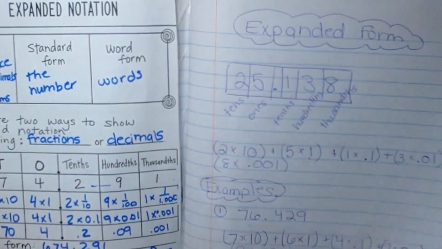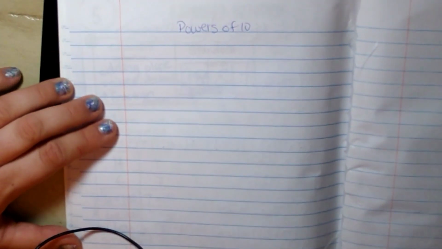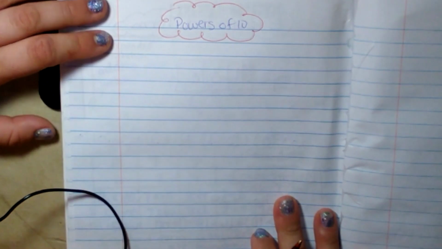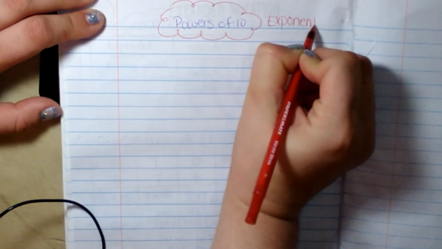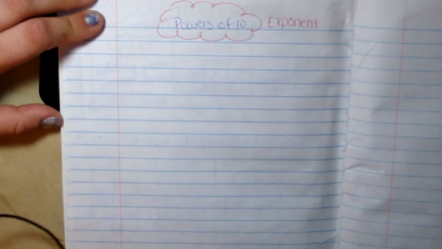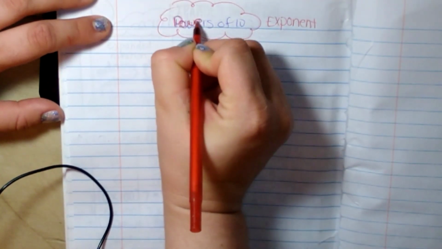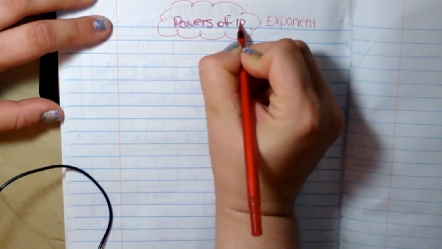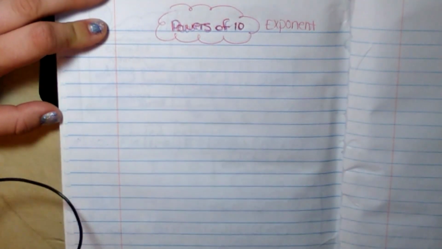Hi friends, after expanded form, we're going to be turning the page and talking about the powers of 10. So the powers of 10, we're talking about something called exponents. Now an exponent is the little number that is up high next to another number. So I'm just going to say this is powers of 10. Now this is not going to work for any number in the notes that we're doing today except for 10.